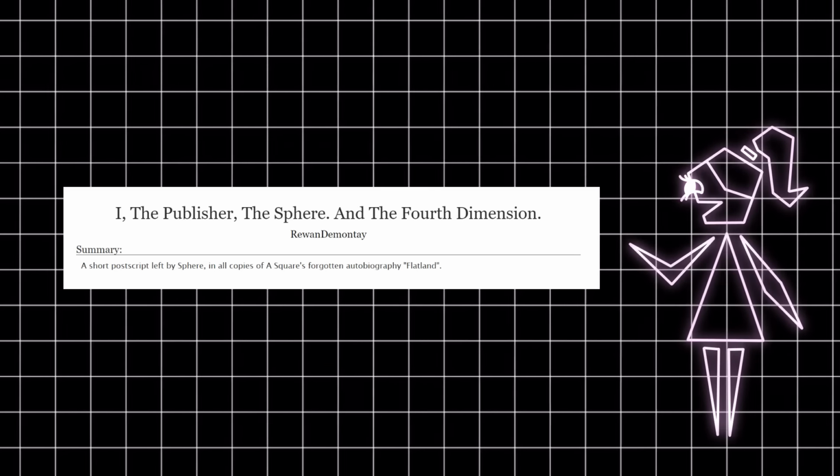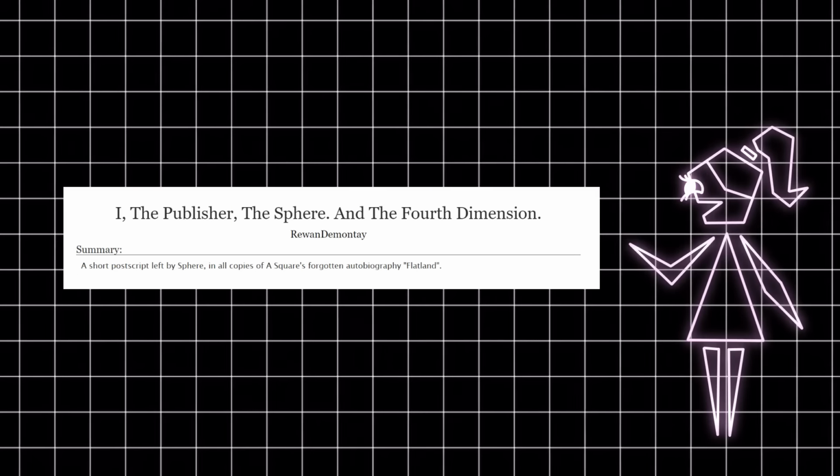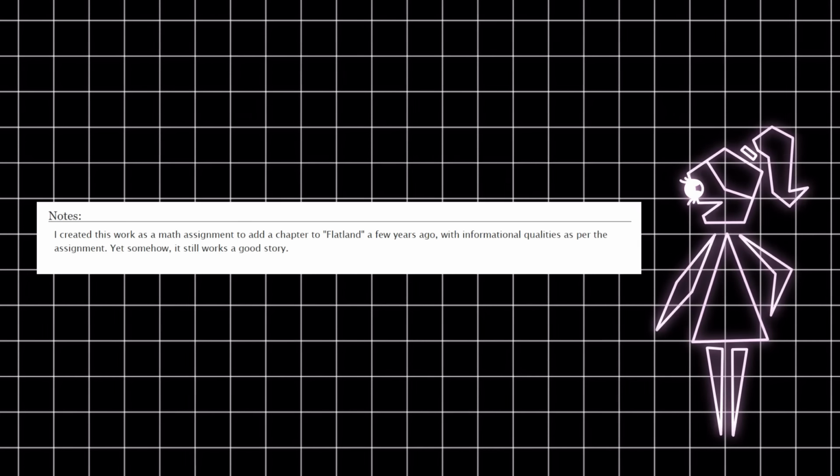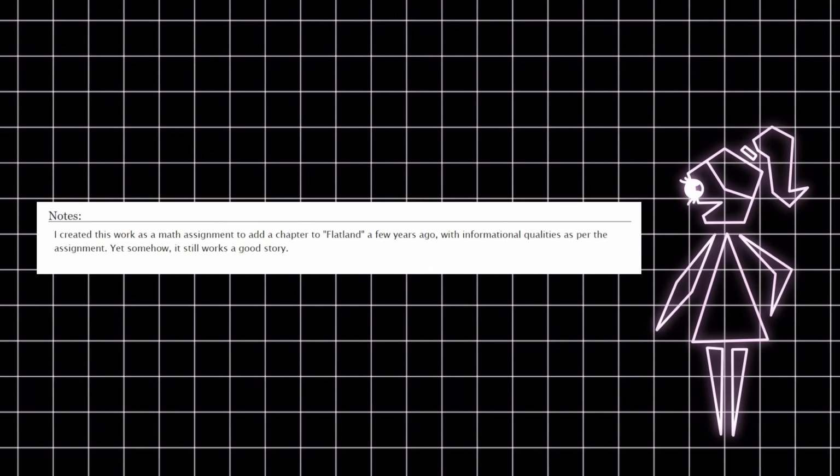Now, this one is a short postscript added by A Sphere to A Square's Flatland to detail his own experiences meeting an oversphere and learning about the fourth dimension. It retains a similar writing style to the original Flatland, which I thought was charming. Also, apparently the author wrote this as a math assignment, so kind of funny that I'm talking about someone's math homework in a video like this.